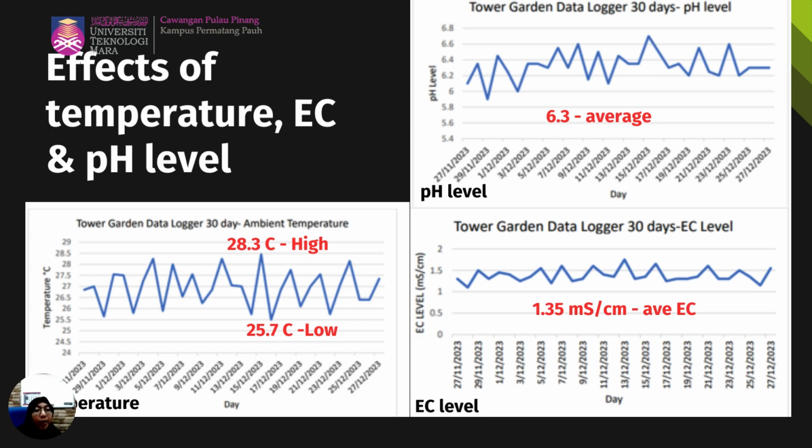All right, looking at the second graph, the pH level, we recorded from day one until day 30 an average pH of 6.3. It means it is not too acidic and not too alkaline, so it is in the middle. Last is the EC level, to measure the electrical conductivity, which shows an average of 1.35 mS/cm over the whole period recorded.